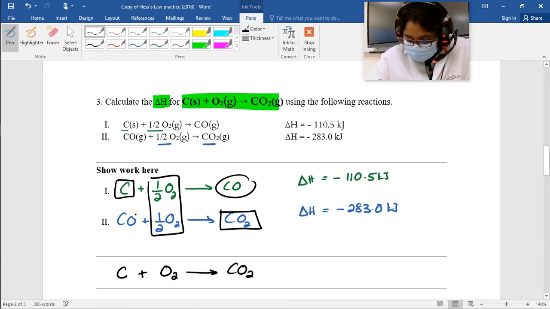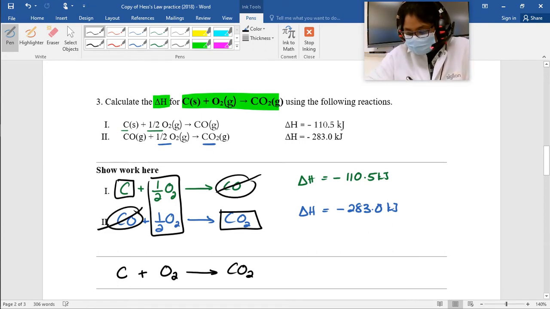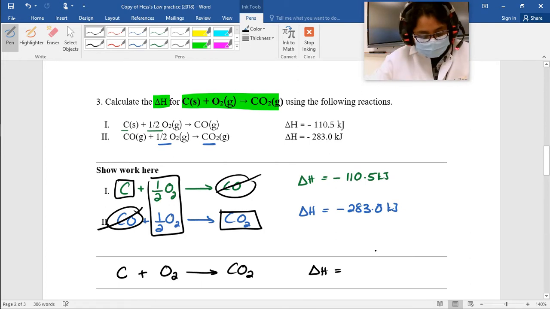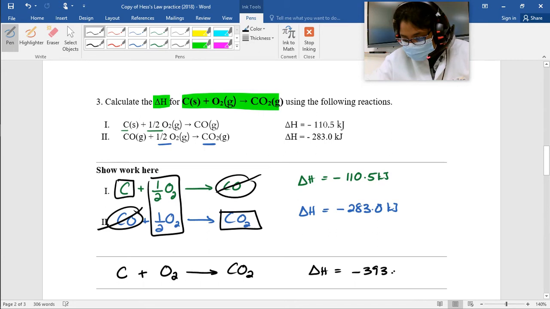okay? And then the CO and the CO cancel out because they're on opposite sides, all right? So very easy problem, this one. We have negative 110.5 plus negative 283. That gives us negative 393.5 kilojoules.